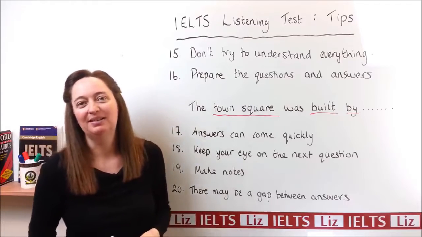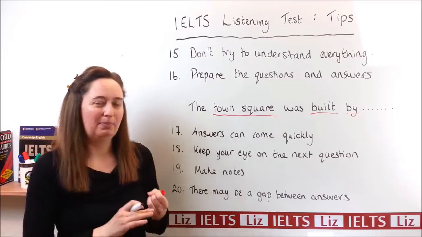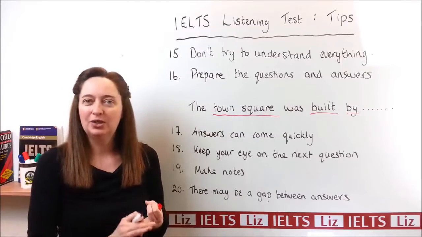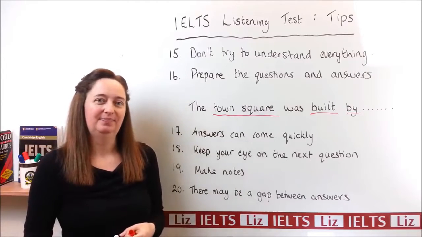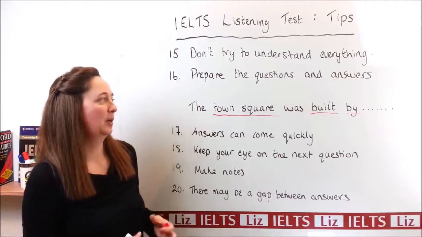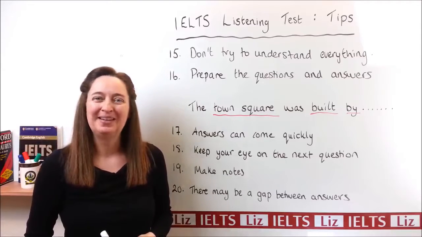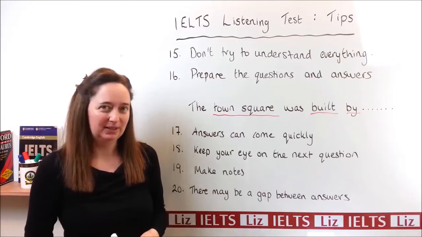But be careful because IELTS is testing your English. And by could be a person. It could also be an organisation. It could be a group of people. So, for example, the town square was built by local craftsmen. So it might not be the name of a person.